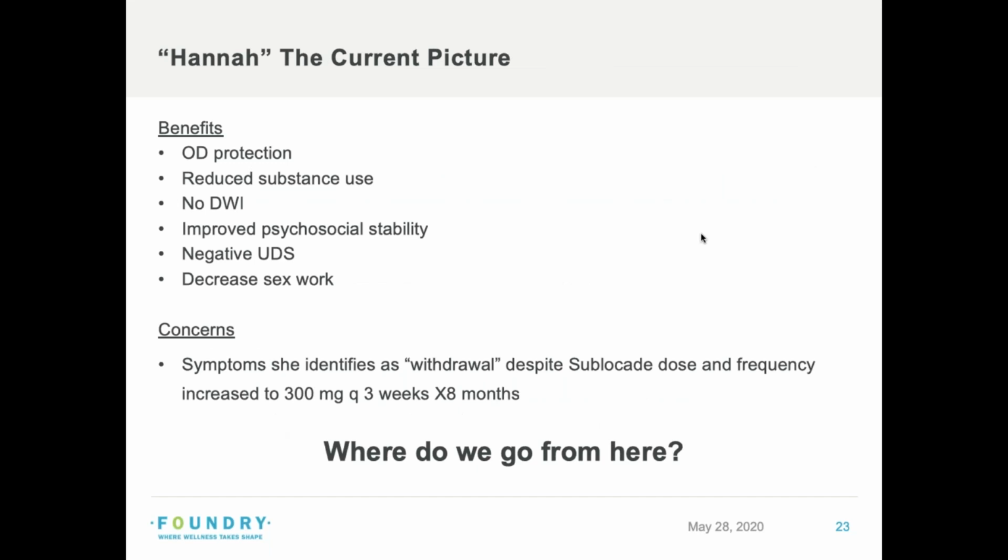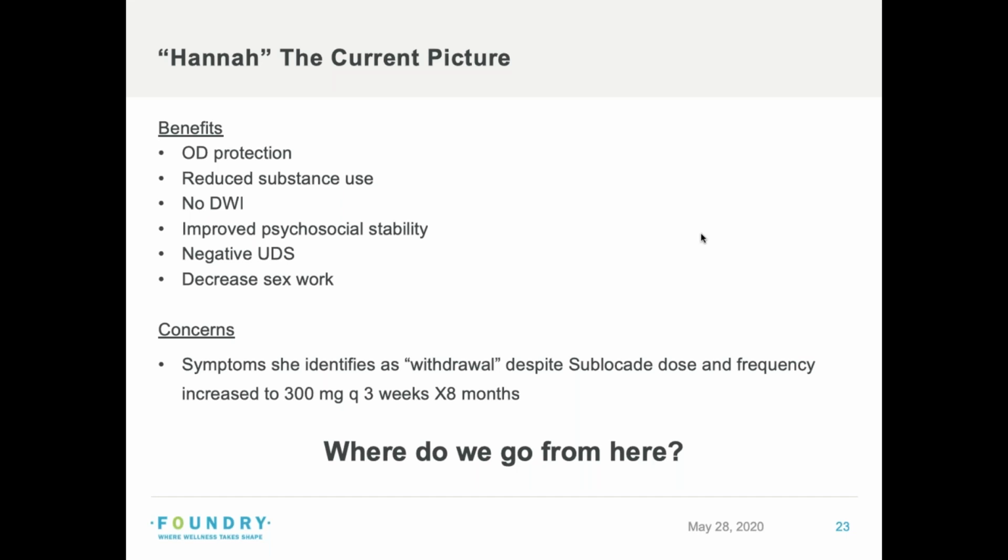So some of the benefits are overdose protection, reduced substance use, not having her medications witnessed, decreased need for sex work, negative urines, and just overall improved psychosocial stability. And she's able to stay with her parents and has a better relationship with them. So really the main concern right now is she's continuing to experience what she feels to be withdrawal, despite Sublocade dose and frequency being at 300 milligrams every 3 weeks over 8 months.